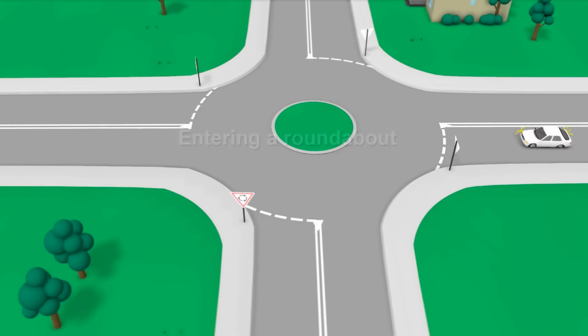Entering a roundabout. When entering a roundabout, you must slow or stop to give way to any vehicle already in the roundabout. You must also continue to use your indicators if you intend to turn left or right or make a U-turn.